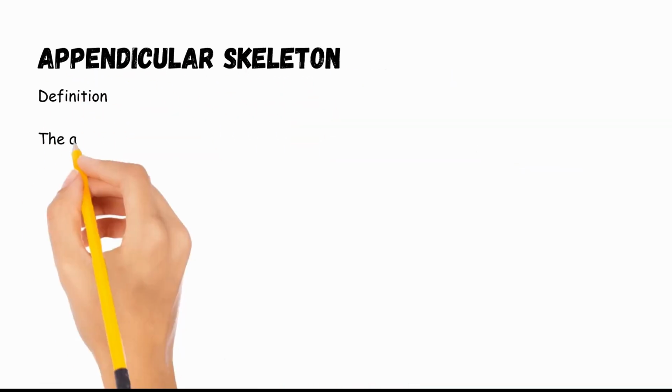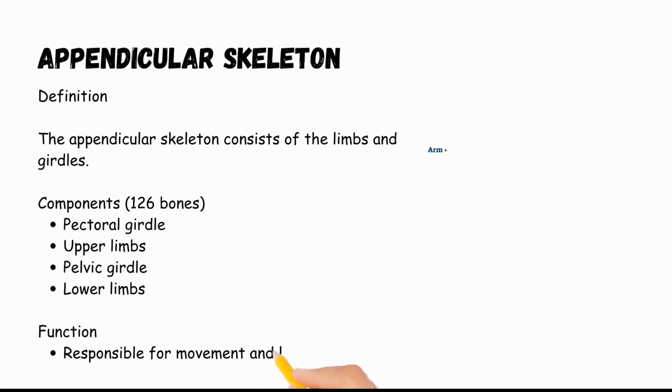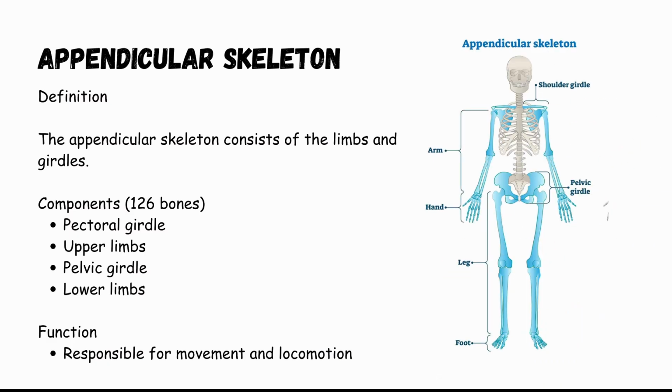The appendicular skeleton consists of 126 bones. It includes the pectoral girdle, shoulder bones, upper limbs, pelvic girdle, and lower limbs. The appendicular skeleton is responsible mainly for movement and locomotion. It allows us to walk, run, grasp objects, and perform daily activities. Unlike the axial skeleton, which is mainly protective, the appendicular skeleton is primarily involved in mobility.